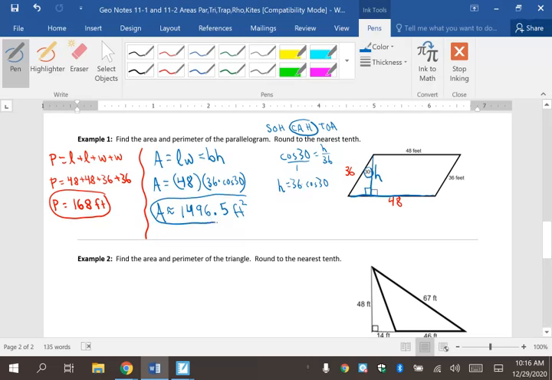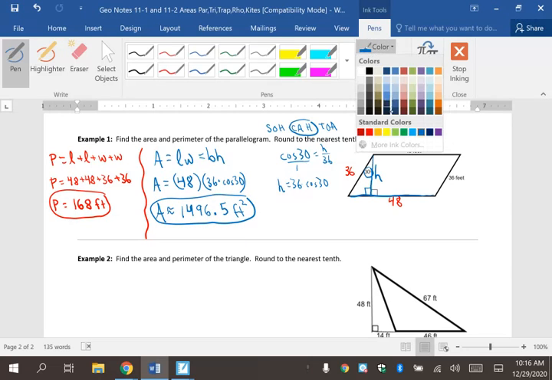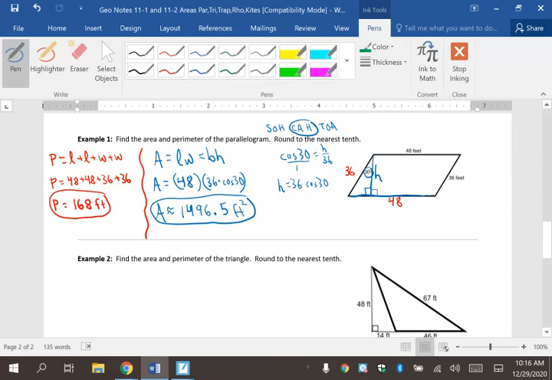Now, like I said before, you could also use the L's because it is a 30, 60, 90 triangle. Opposite your 30 is L, opposite 60 is L square root of 3, and opposite the 90 is 2L. So we know that 2L is 36, so L is 18. Therefore, the height is 18 square root of 3. So you could have instead here put in 18 square root of 3. Put that in your calculator. 48 times 18 times square root 3, enter, and we get the same amount.